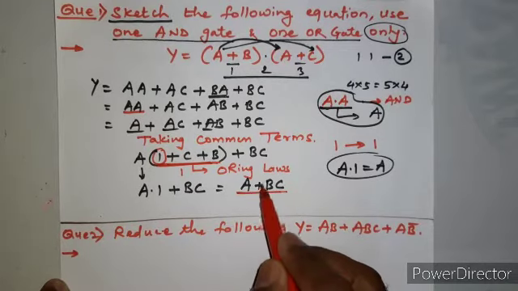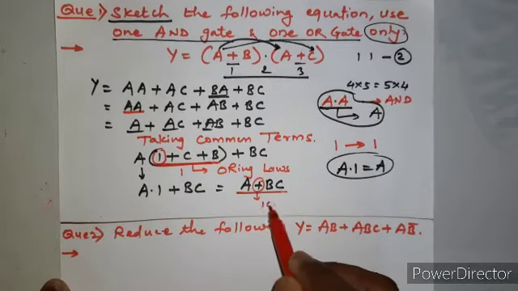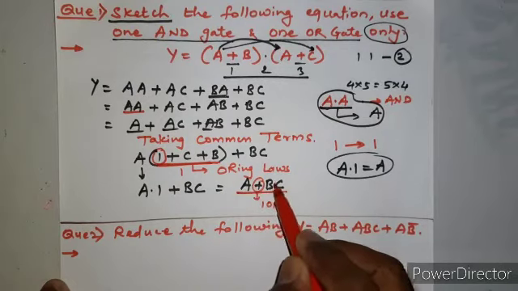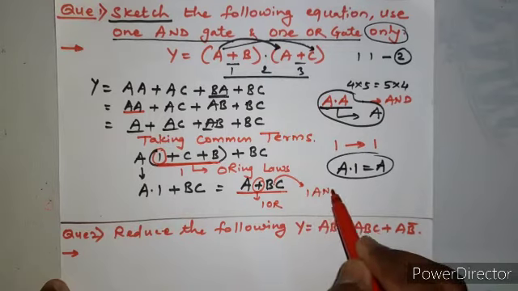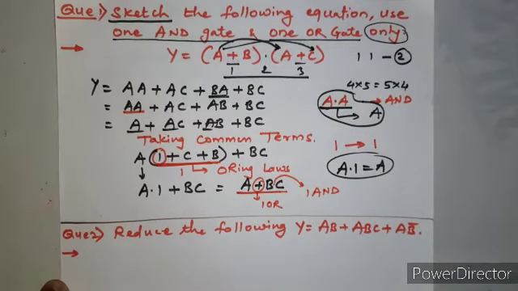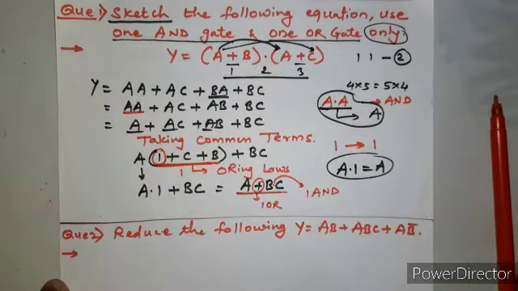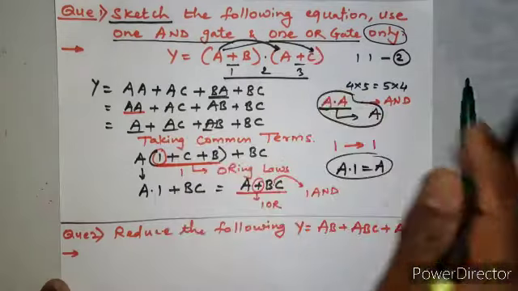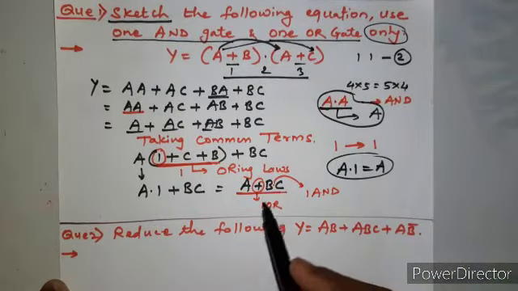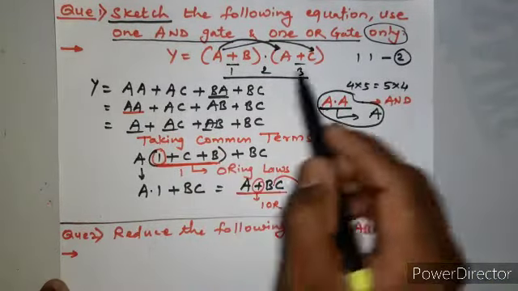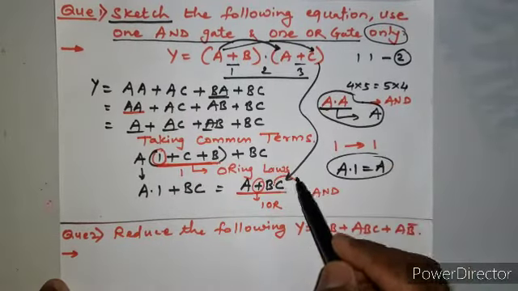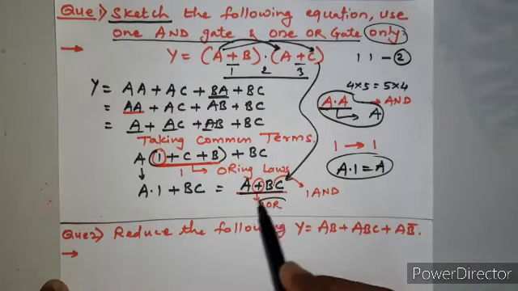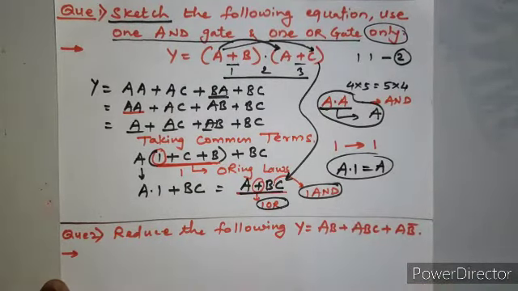So we have this one OR gate, and here this is a dot for two variables, one AND gate, and that is what is asked in the question: sketch the following equation, use one AND gate and one OR gate only. So we have brought this equation down to this, where it is using only one OR gate and one AND gate.